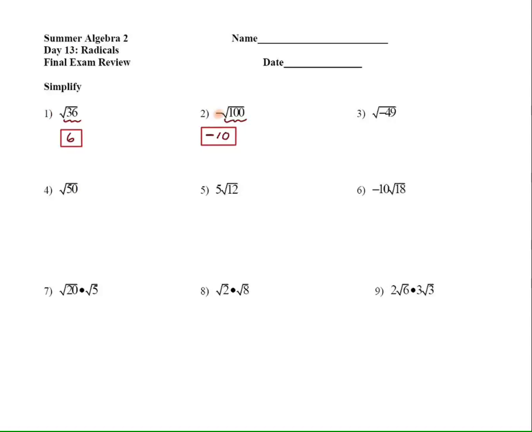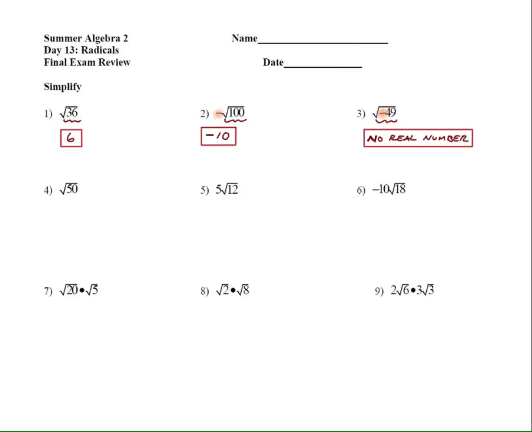For number 3, though, notice that the negative is underneath the radical, and what that means is I'm looking for a number that when I square it, I get negative 49, and that is not possible. A positive number squared is positive, and a negative number squared is also positive, so the way I'd write the answer here is no real number or no real answer. Either of those is fine, and that's just because you cannot take the square root of a negative number and get a real number.